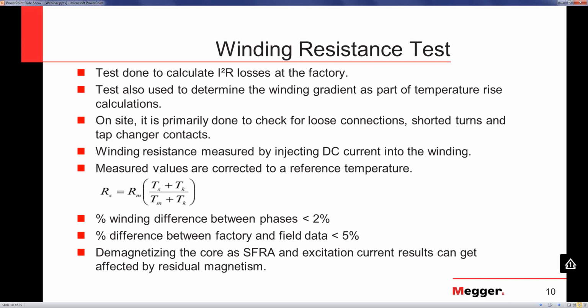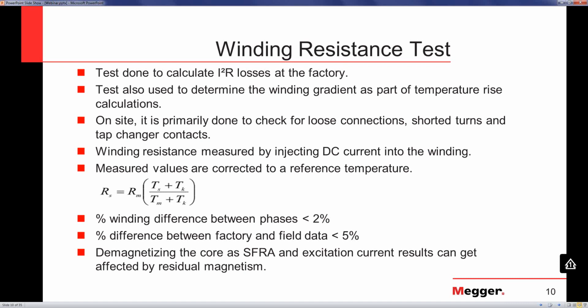Winding resistance test. This test is done at the factory to calculate the copper losses. During load loss measurement calculations, we differentiate the losses into copper losses and stray losses, and that's where the resistance measured comes into the picture. Test is also used to determine the winding gradient as part of temperature rise calculations. Winding gradient is the difference between the winding temperature and the oil temperature. This gradient, which is calculated, is used to calibrate the winding temperature indicator gauges.